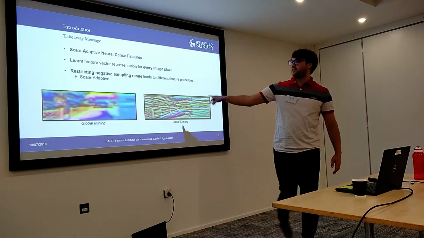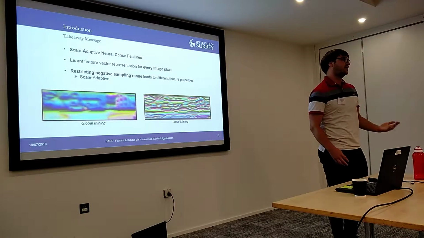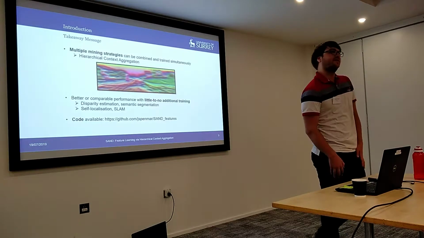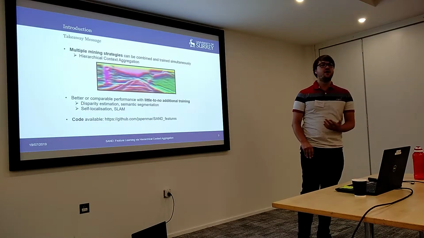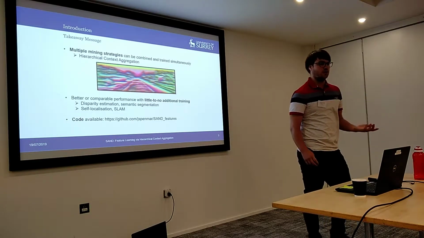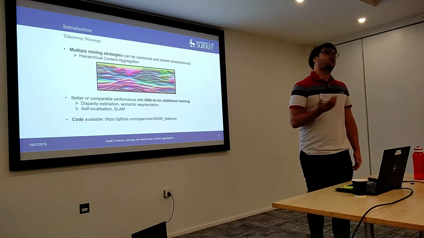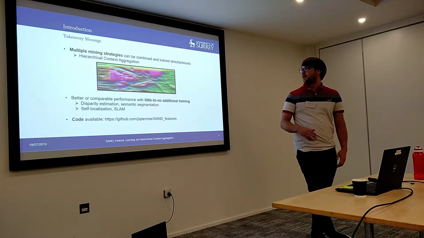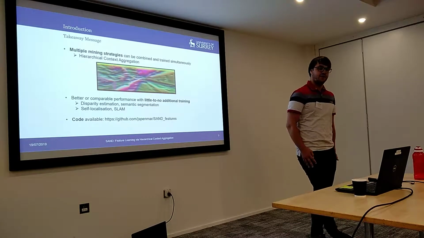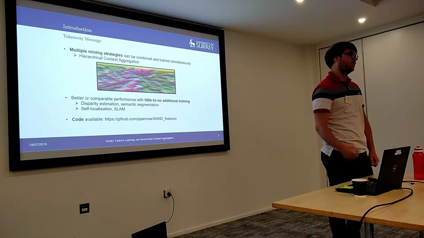So, for example, here in these images, the only thing that's changed in the training process is what set of negatives it was given to compare against. We can then take this one step further and combine multiple of these negative mining strategies together in what we call hierarchical context aggregation. And then we show how we can achieve better or comparable performance in a wide range of computer vision tasks. In this case, disparity estimation, semantic segmentation, self-localization, and SLAM. And of course, there's code available at the link here.